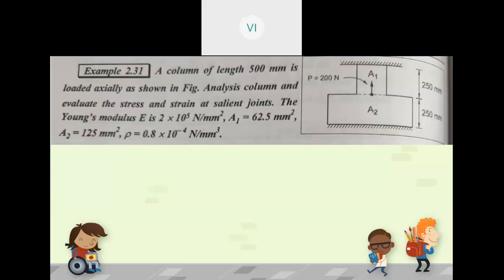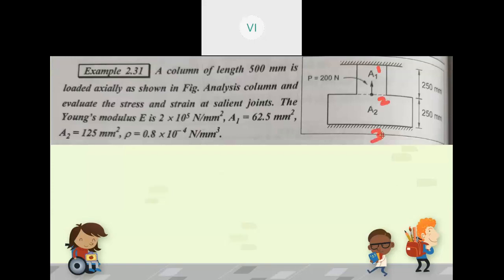The first question is a very simple question. They are giving a column of length 500 mm, having 250 mm for each element, and then they are giving the load acting at node number 2. Before that, just by looking at the question, the first thing you have to do is identify what they are giving. So here, this is known number 1, this is known number 2, and known number 3.